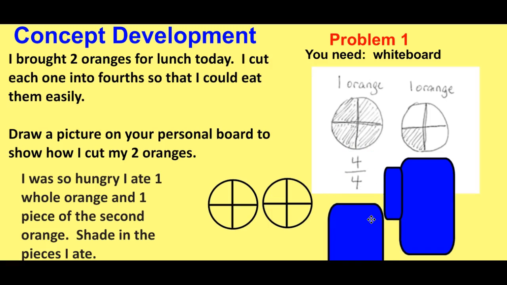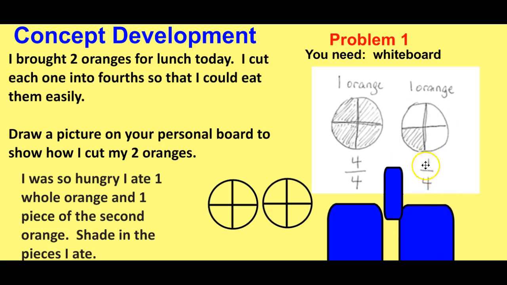Okay, so out of this one I ate 4 fourths because there were 4 equal parts and I ate all of the orange, so that means I ate all 4 pieces. And then on this one there were 4 pieces but I only ate 1 piece, so on this orange I only ate 1/4. So now what we have to do is take both of these fractions and put them together to show how many pieces I ate in all.